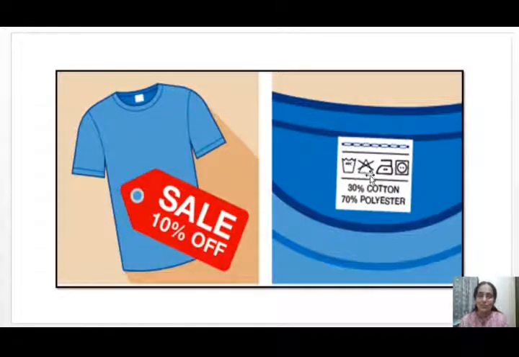Whenever you check a material, it will be written like this: 30% cotton and 70% polyester. You are judging the material based on this composition, right? Instead of 30% cotton, if it is 3 by 10 cotton and 7 by 10 polyester, which is more comfortable for you? When the composition is written in terms of percentage, it is very easy to understand or judge the quality of the material, right? So you should learn how to convert fractions to percent and percent to fractions also.